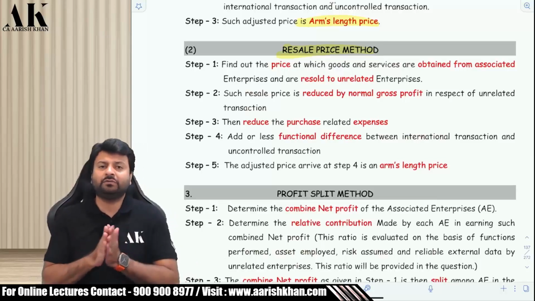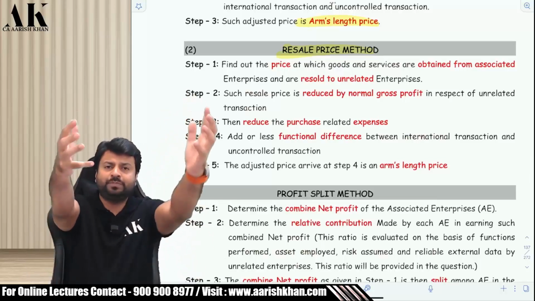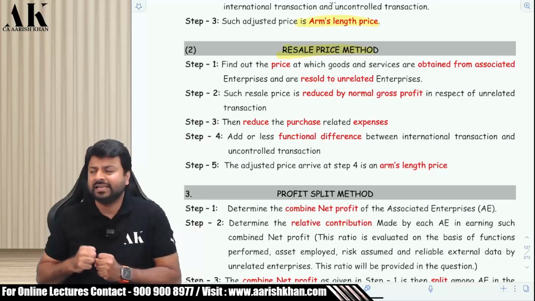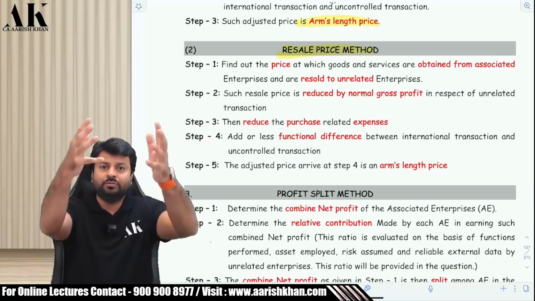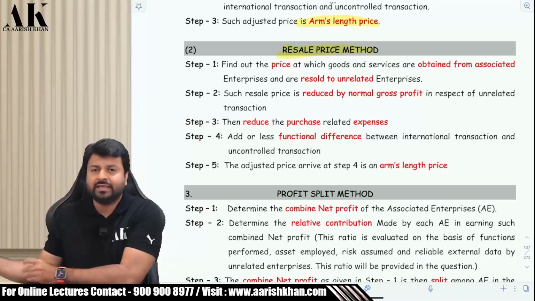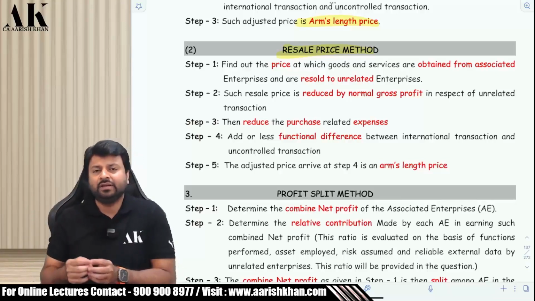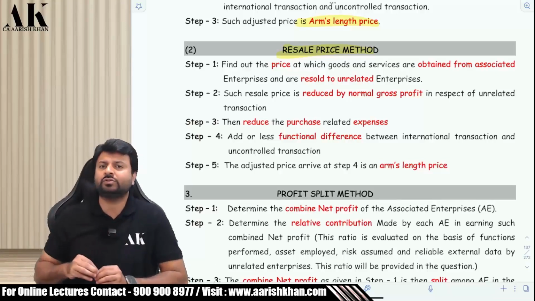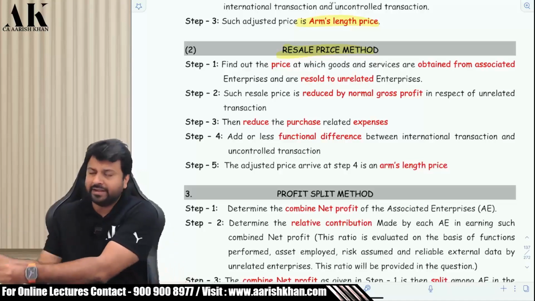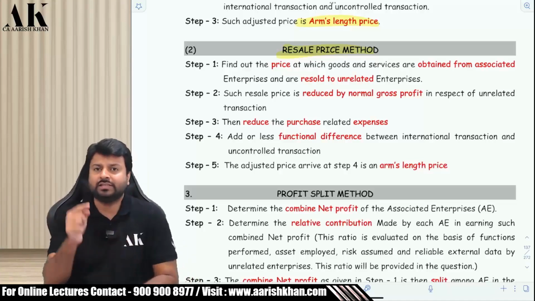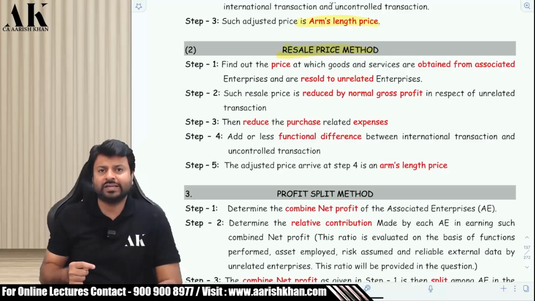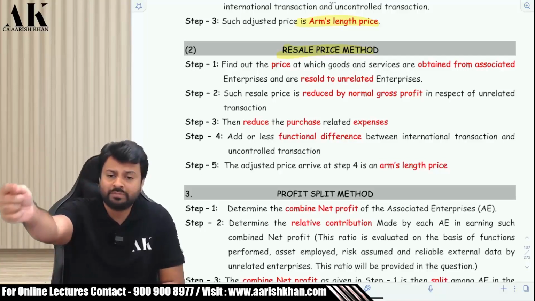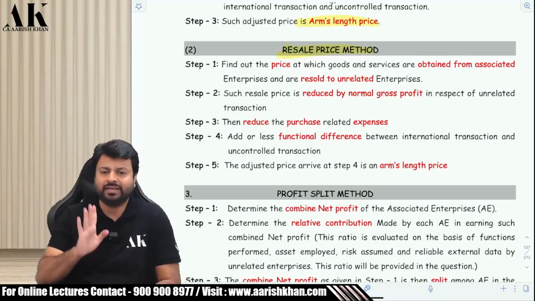Now the resale price method. First of all, let me give you a background. You purchase some goods from your associate enterprise and then you sell to a third party. At the same time, you also purchase some goods from an unassociated enterprise, that is an unrelated party, and you sell to an unrelated party. So there are 2 transactions. One you are purchasing from your associate entity and selling to a third party. One you are purchasing from a third party and selling to a third party. So what is step 1?